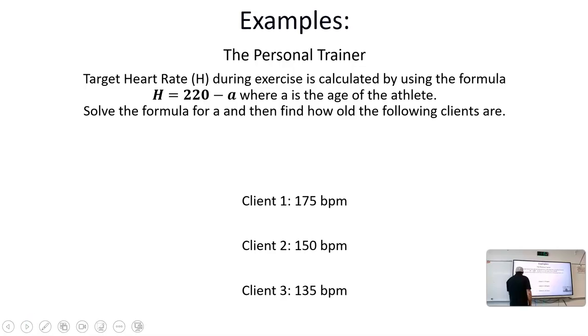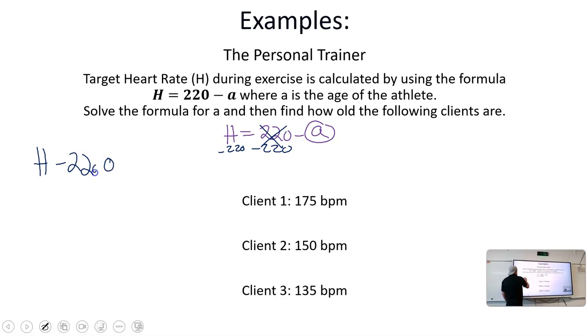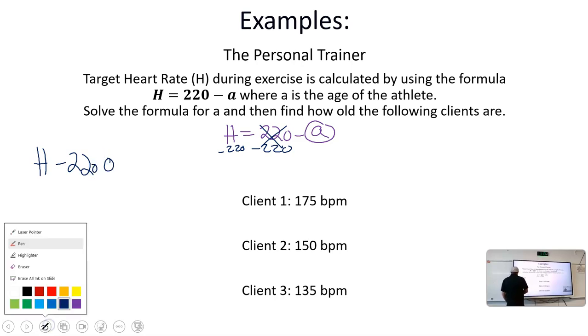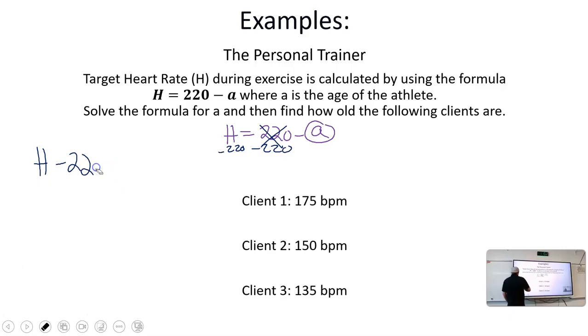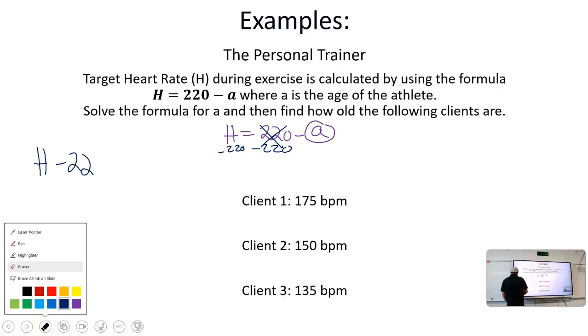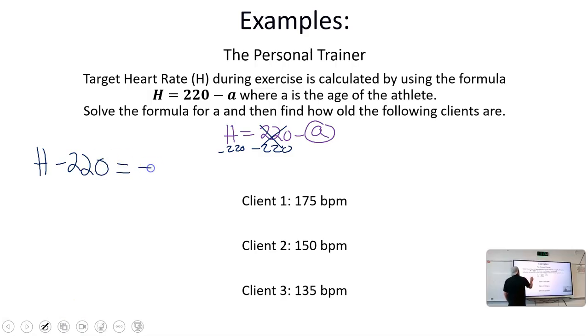Okay, so we're going to start with the H equals 220 minus A. And so we want to solve for the A first. All right, so we're going to go ahead and subtract the 220 from both sides. And we get, I'm going to bring that over here. H minus 220 equals, oops, let me fix that. Equals negative A. Because we have the minus over there still.